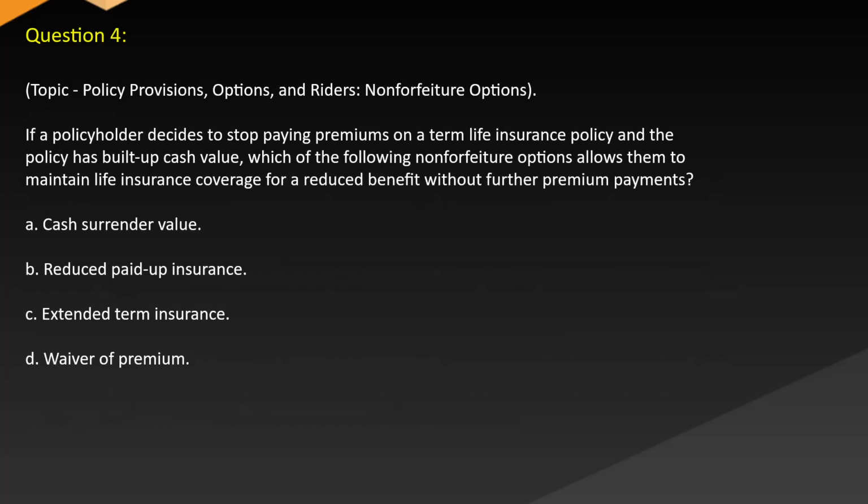Question 4. Topic: Policy provisions, options and riders, non-forfeiture options. If a policyholder decides to stop paying premiums on a term life insurance policy and the policy has built up cash value, which of the following non-forfeiture options allows them to maintain life insurance coverage for a reduced benefit without further premium payments? A. Cash surrender value. B. Reduced paid-up insurance. C. Extended term insurance. D. Waiver of premium.